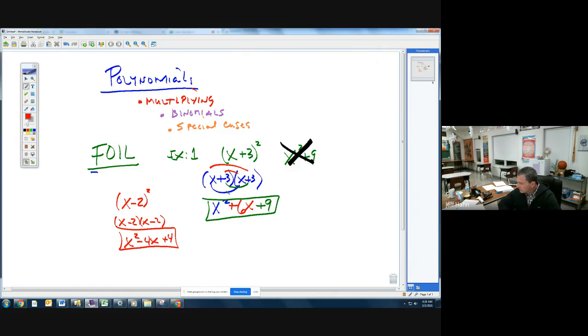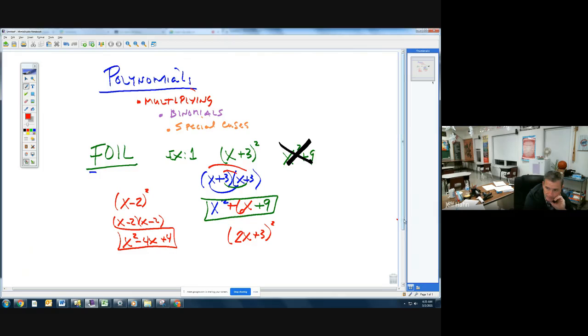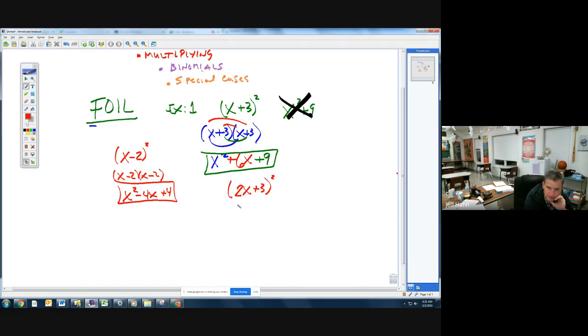You know what else they also do? I don't remember this coming up, but I see it in the book here, so I will do one more. What if it's this? (2x + 3) squared. Again, your answer is not going to be 4x squared plus 9. But I don't remember us ever doing one that had a coefficient in front of that x. So let's just talk about that.